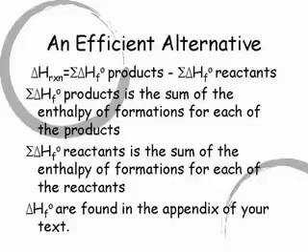Okay, the efficient alternative is this. We know that the overall change in enthalpy for a reaction is equal to the sum of the enthalpies of formation of the products minus the sum of the enthalpies of formation for the reactants. The sum of the enthalpies of formation for the products is the sum of the enthalpies of formation for each of the products. You add them together. The sum of the enthalpies of formation for the reactants is the sum of the enthalpies of formation for each of the reactants added together.